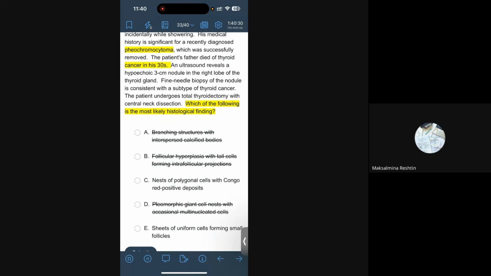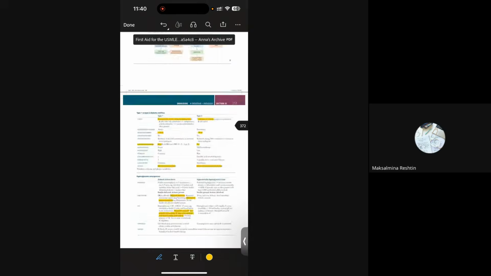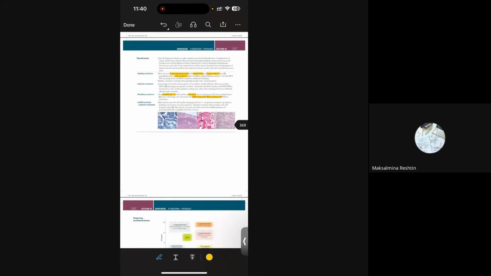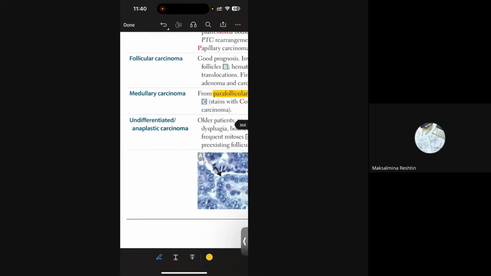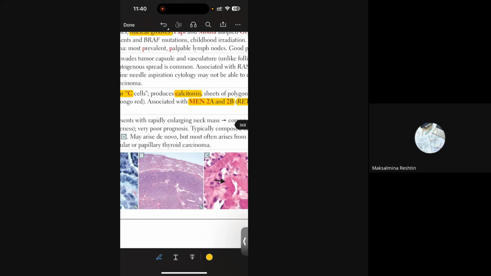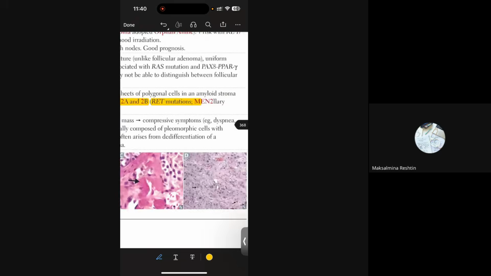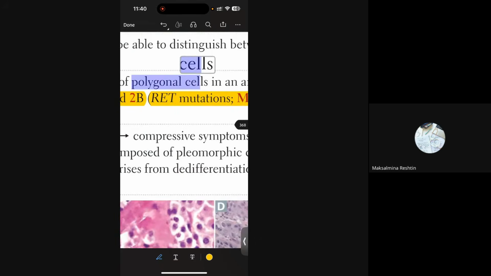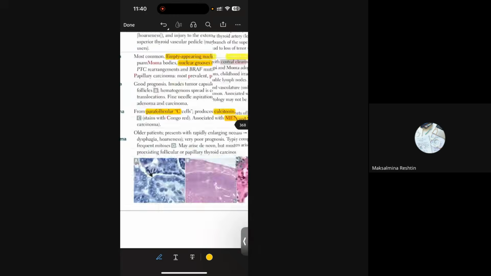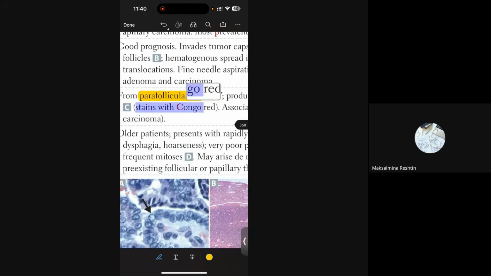C, the last one. Yes, C is going to be the right answer here. Medullary carcinoma arises from parafollicular C cells and produces calcitonin. It has polygonal cells in an amyloid stroma, which stains with Congo red.